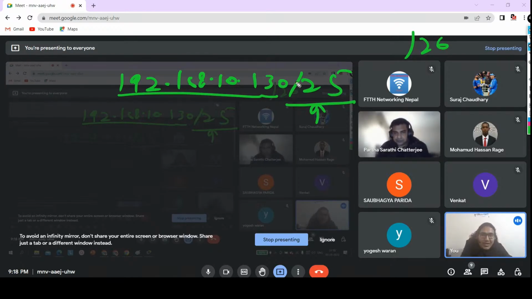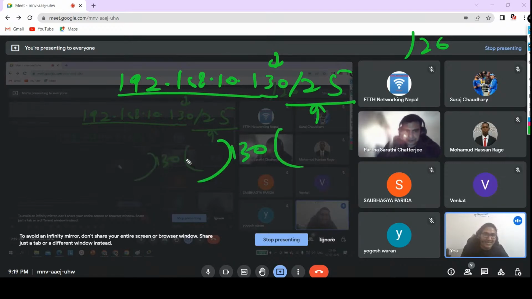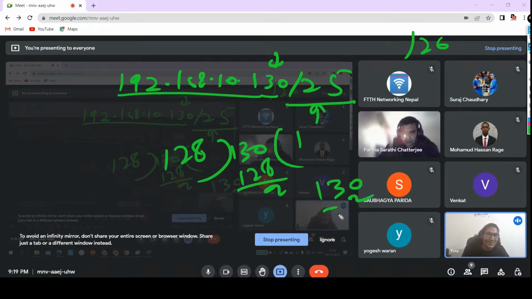Once you calculate the block size, you can easily see the network ID, because here the 4th octet value is 130 and my block size is 128. That means the number divisible by 128 which is nearest to 130 will be my network ID. We can divide this value 130 by my block size 128. Here it is 1 time 128, so my network ID is 128.